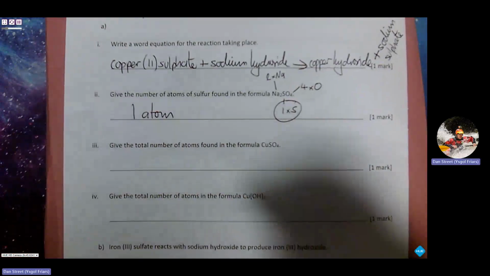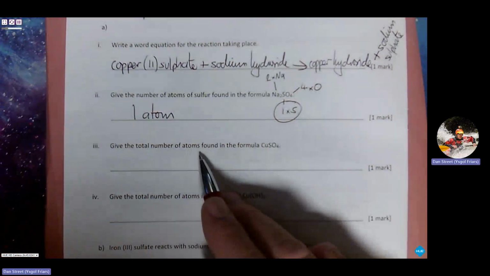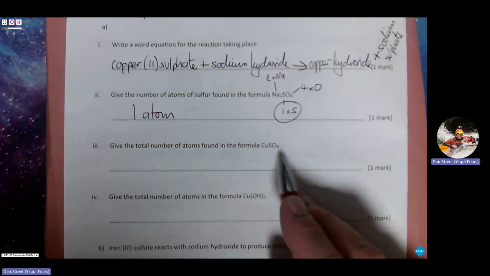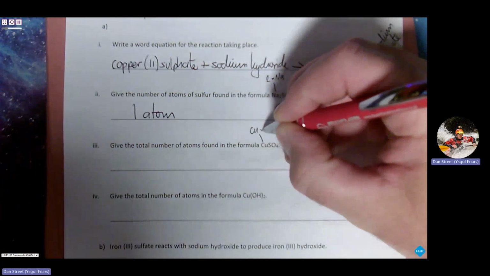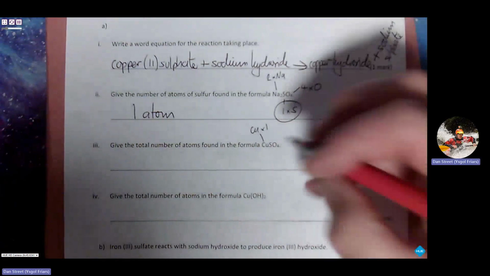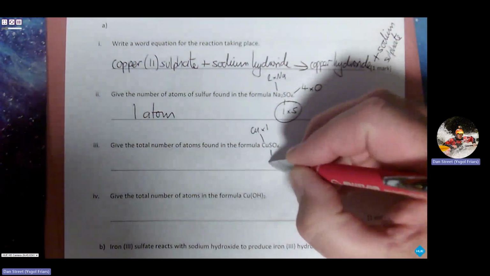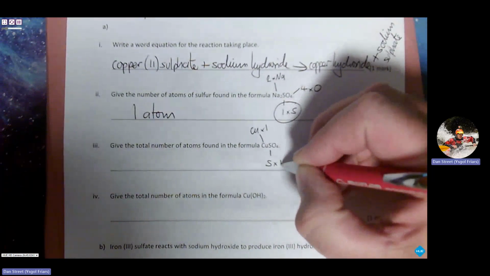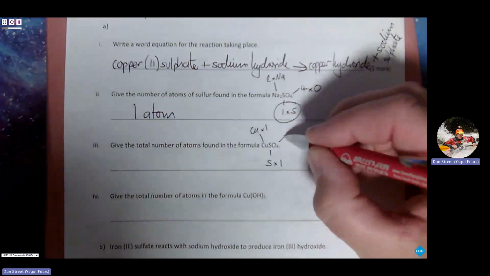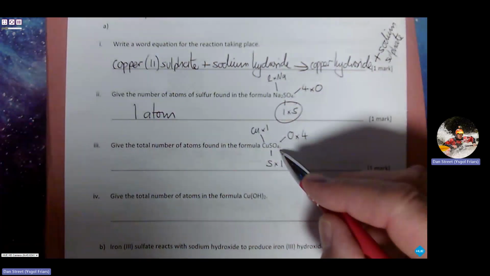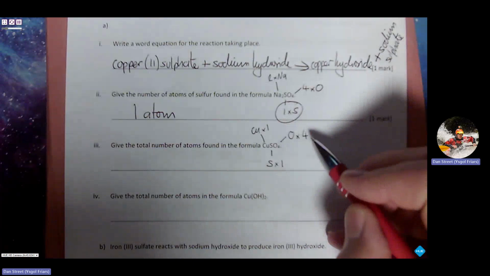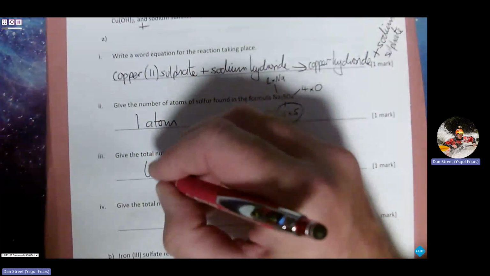The next question does a similar thing: give the total number of atoms found in the formula CuSO4. Well, we've got copper times 1. There's only 1 copper because there's no number next to it. We've got sulfur times 1, again no number, and then we've got oxygen times 4 because of that number 4 there. So 1 plus 1 plus 4 is 6 atoms.